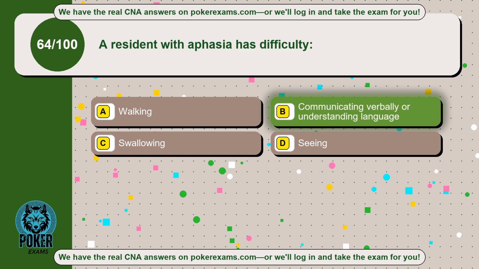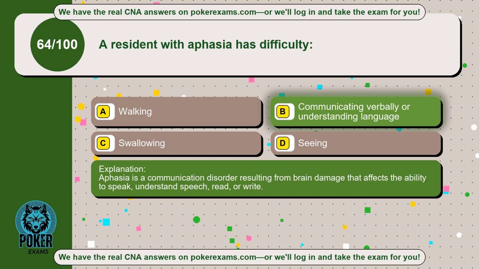Communicating verbally or understanding language. Aphasia is a communication disorder resulting from brain damage that affects the ability to speak, understand speech, read, or write.